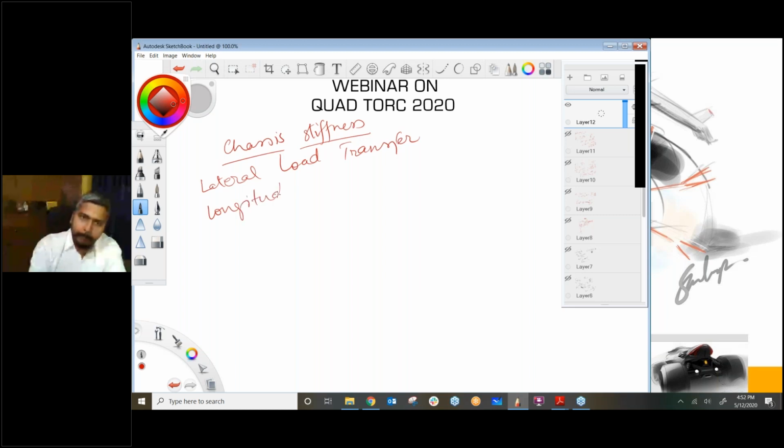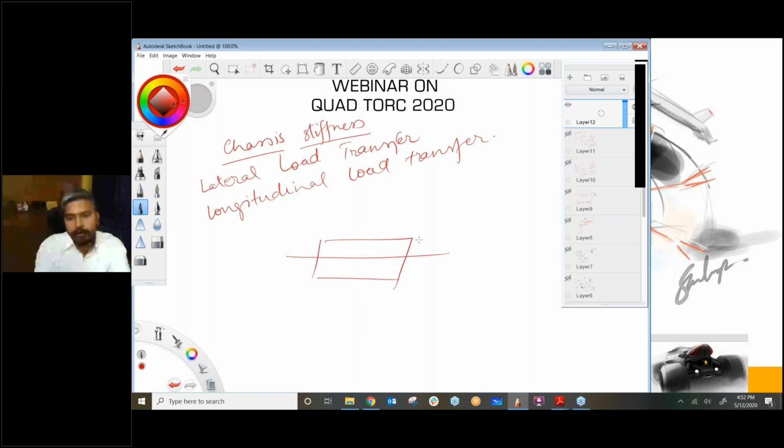And similarly, it will keep on happening throughout the event in many dynamic events, as the track challenges the quads every now and then. So we will just see how to calculate the lateral load transfer and longitudinal load transfer. Before that, let's discuss the chassis stiffness.